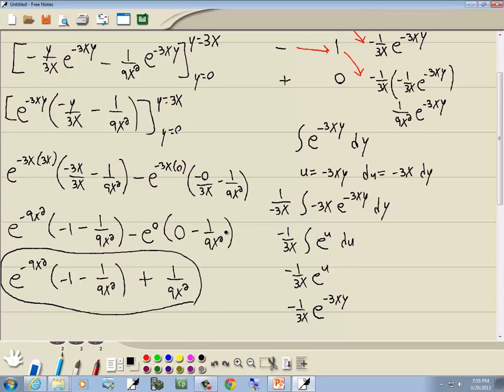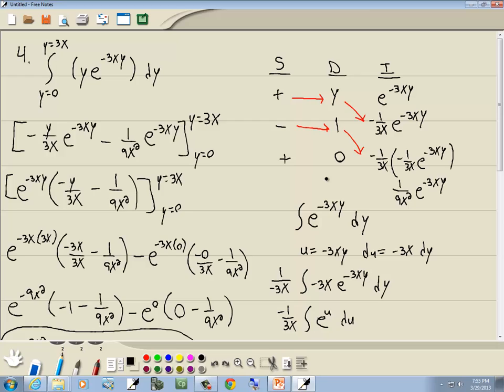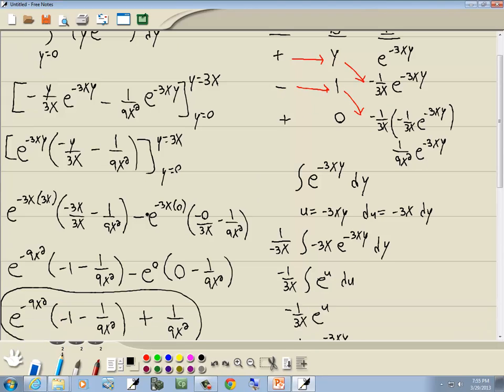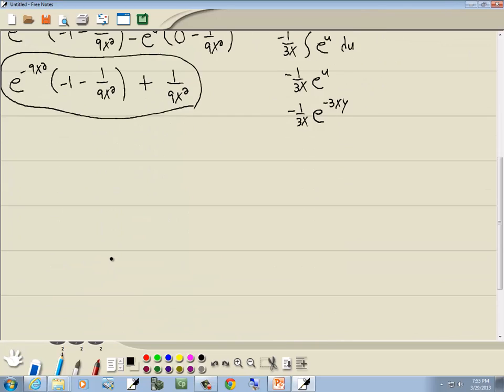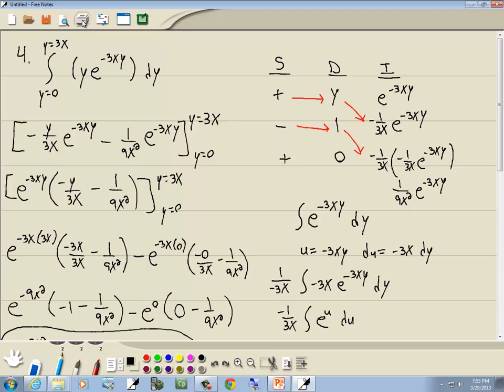Assuming no basic algebra mistake, or basic calculus mistake, even for that matter. Let me double check everything. Let's see, negative y, okay, minus that, then replacing the y. Okay, that looks good. Let me save that.